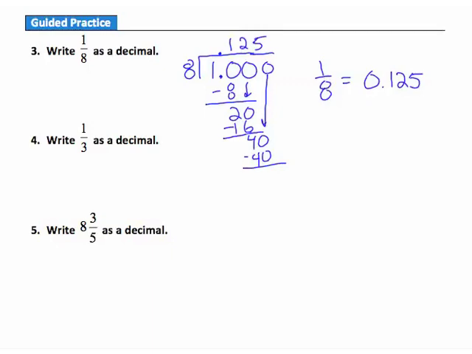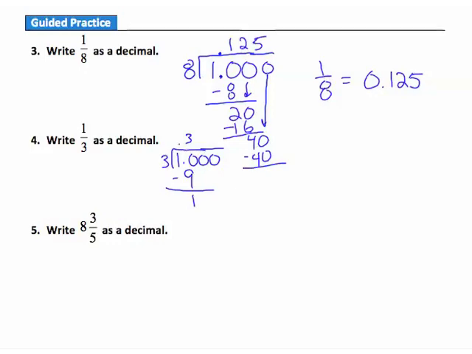Question 4. Write 1/3 as a decimal. Well, we're going to start by dividing 3 into 1. Add some zeros here. 3 will not divide into 1, but it will divide into 10. It's going to go 3 times. 3 times 3 is 9. We subtract, we get 1.